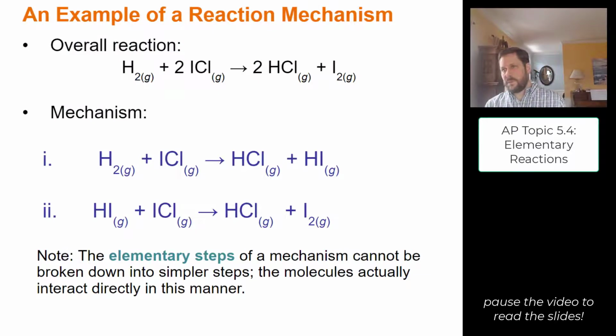The first example we'll look at is this overall reaction between hydrogen and iodine monochloride, that's ICl. And the proposed mechanism is that first, in the first elementary step, a hydrogen molecule combines with an iodine monochloride molecule, ICl, and produces hydrochloric acid and hydroiodic acid. And then in the next step, hydroiodic acid combines with another molecule of ICl to produce hydrochloric acid and diatomic iodine, the products of the reaction.